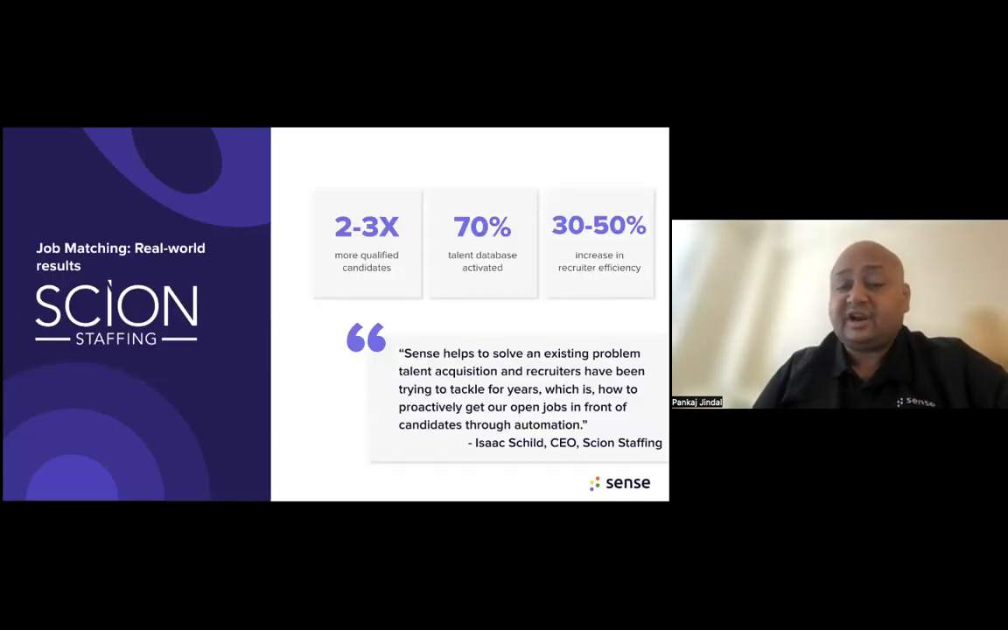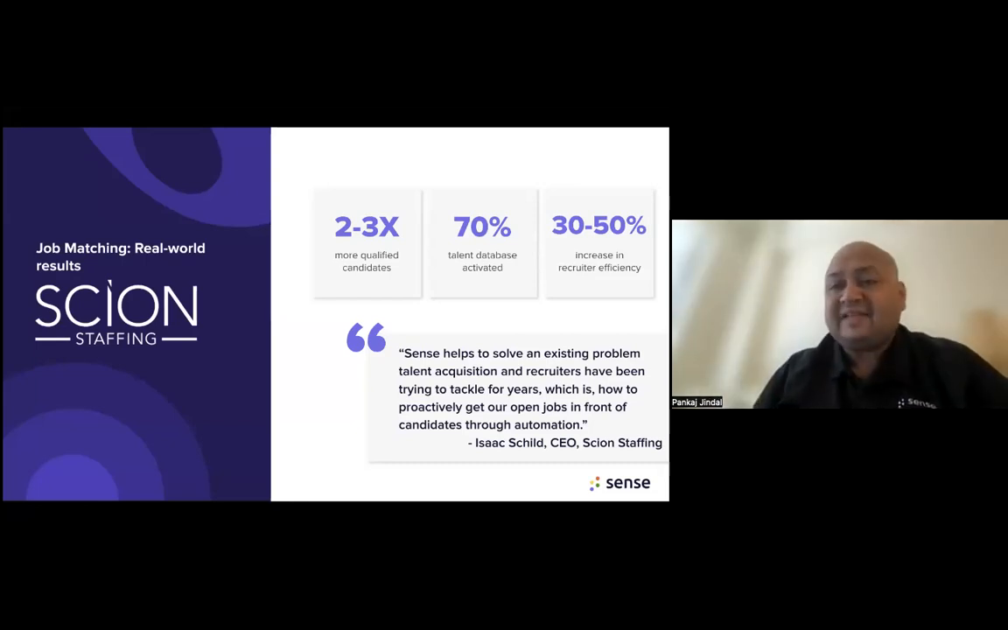Here is a real world result from a customer on what they've accomplished with job matching. They're now getting 2 to 3 times more qualified candidates. So think of this, where you might even have trouble finding 1 or 2 qualified candidates for a position. These folks are finding 3 to 6 people for that. 70% of their entire database is now activated. What that means is that 70% of everybody in their database has actually chosen to provide a piece of information that automatically updated this database without the staffing company having to do anything.